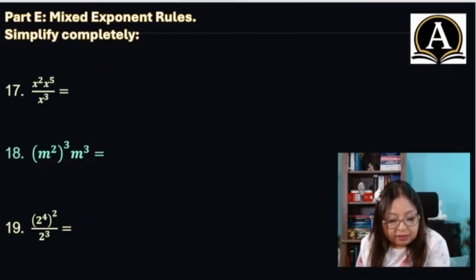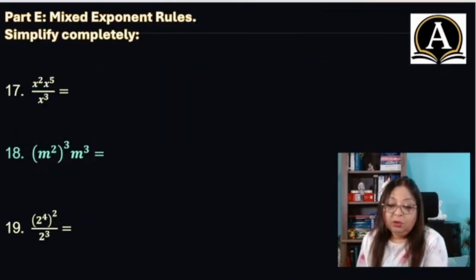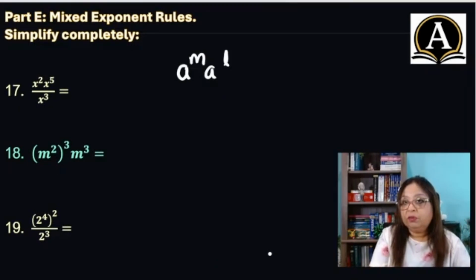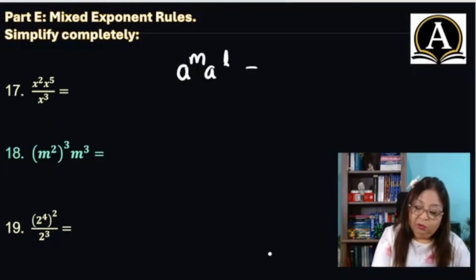Moving on to next slide. Mixed exponents rule. We looked at the rule: if we have a to the power m times a to the power l, the base is the same for these 2 powers that you're multiplying. All you do is add up the exponents. So that gives you a to the power m plus l.